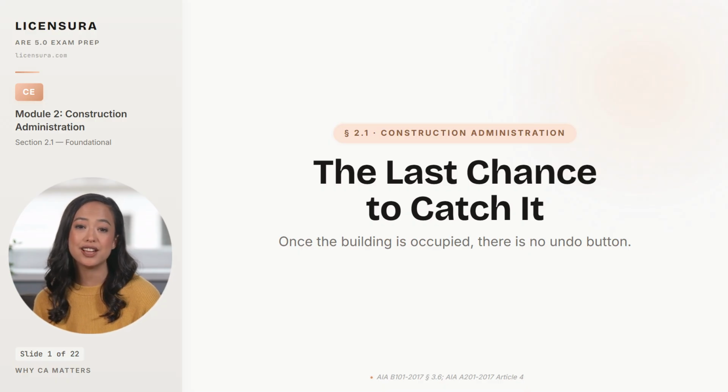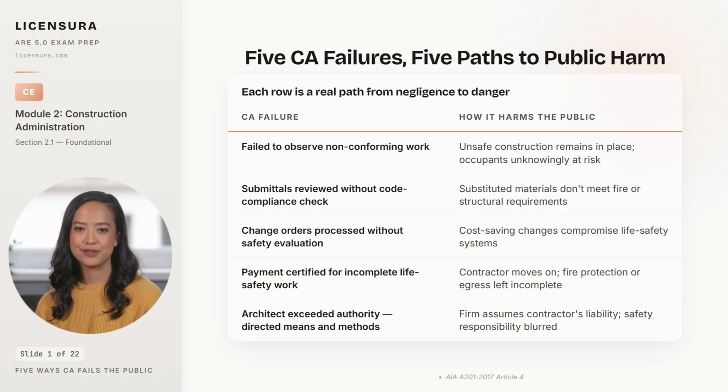Five common CA failures connect directly to public harm, and the exam tests every one of them. Five recurring patterns explain almost every CA failure that ends up on a courthouse docket. The first is the simplest.